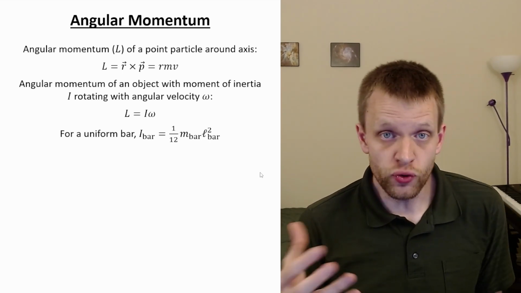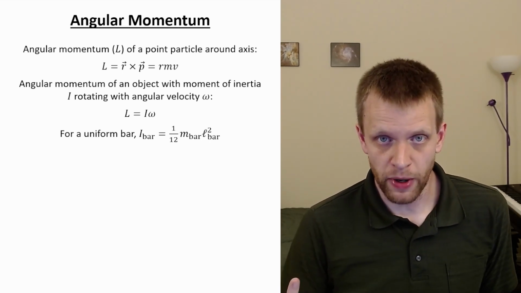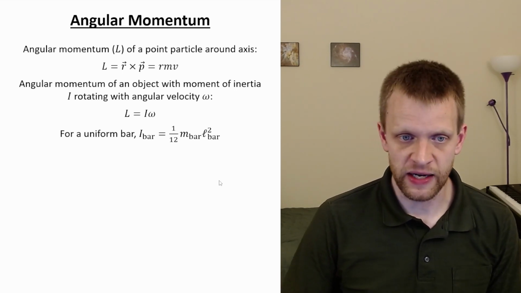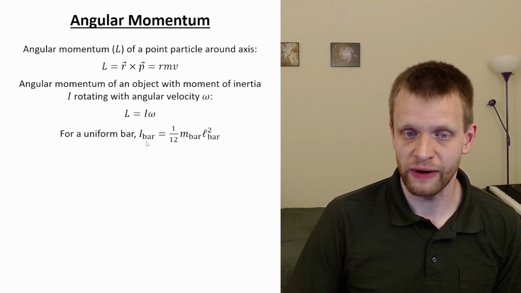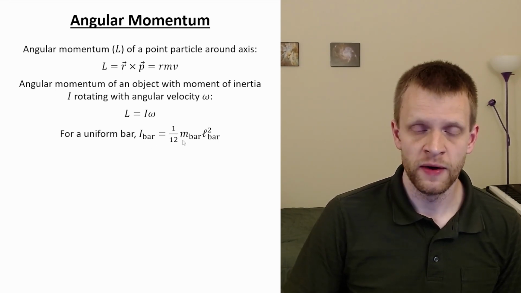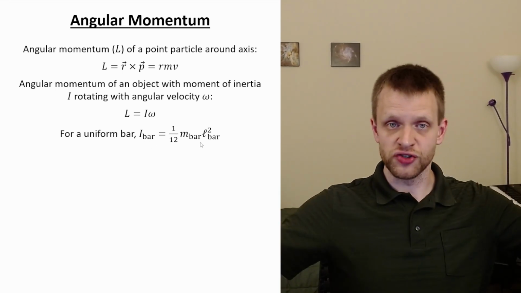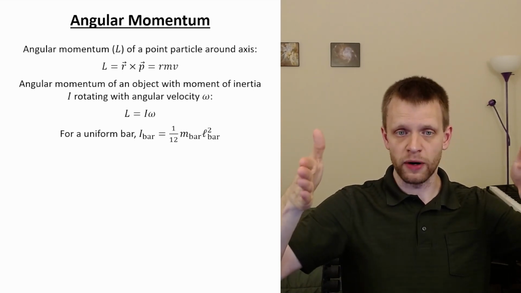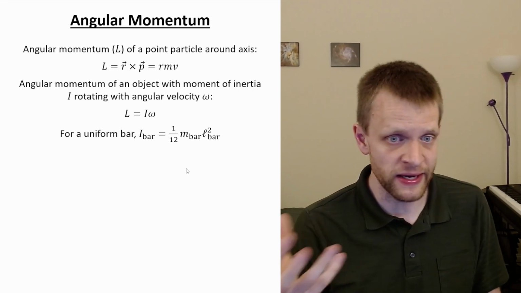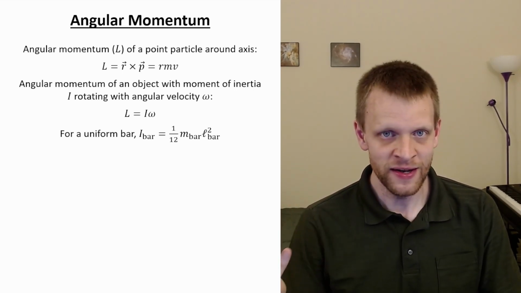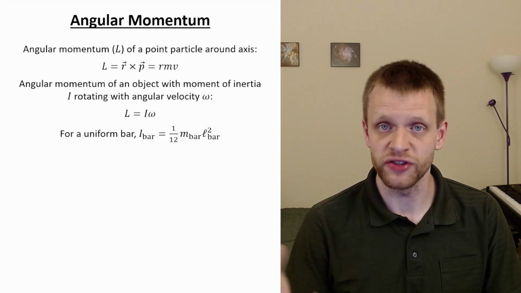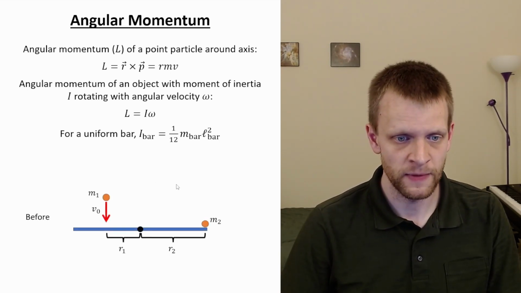And for a uniform bar, that bar has some mass, and its mass is distributed around its axis. For a uniform bar rotating around its center, that moment of inertia is going to be 1/12 the mass of the bar times the full length of that bar squared. So we have a way of calculating. I'm going to make sure I get the masses of any levers that I'm using, and I'm going to get their lengths so we can actually calculate this moment of inertia.